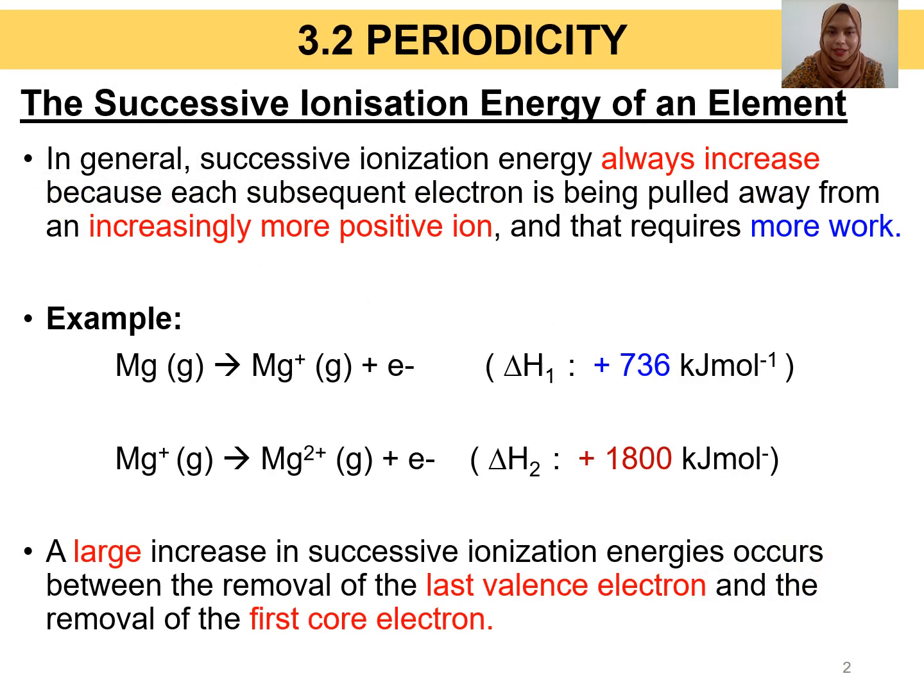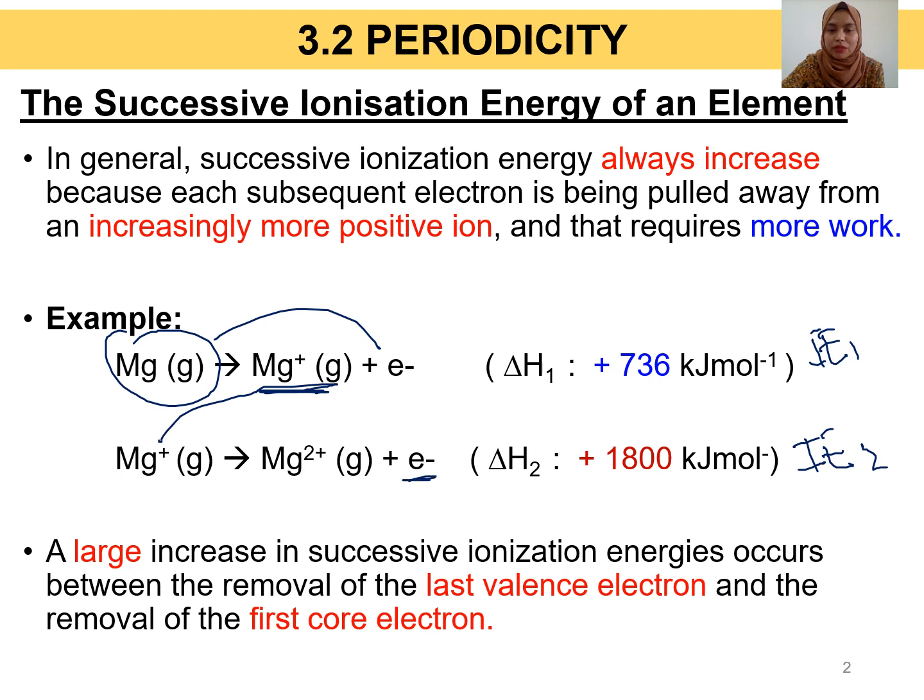Generally, successive ionization energy, apa tu successive ionization energy? Kalau let's say you are moving from one ionization energy to another. Macam mana you dapat ionization energy yang first? You dapat ionization energy yang first because you remove 1 mole of electron daripada dia punya atom, okay, so untuk you form this cation. Alright. So, ionization energy yang kedua pula terbentuk sebab you remove another electron.